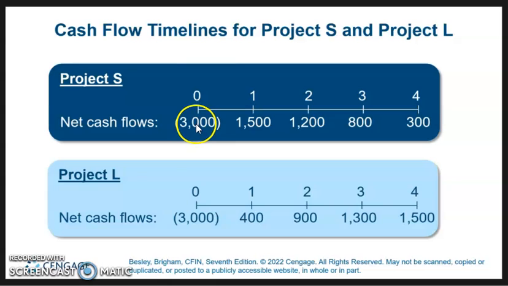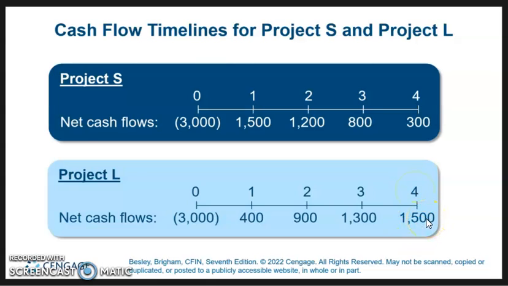So project S, $3,000 initial cost and $1,500 in the first year in net cash flow. $1,200 in the second, $800 in the third, $300 in the fourth. And then L, as we mentioned, it's back end loaded. The initial cost is still $3,000, with $400 in the first year, $900 in the second year, $1,300 in the third year, and $1,500 in the fourth year.